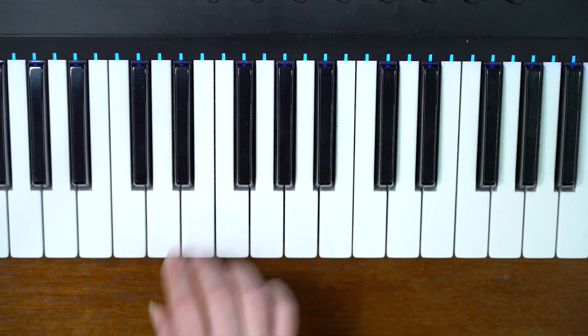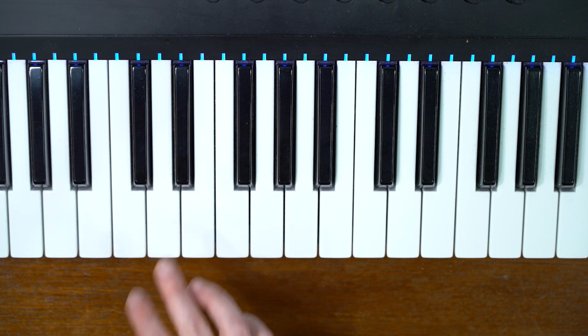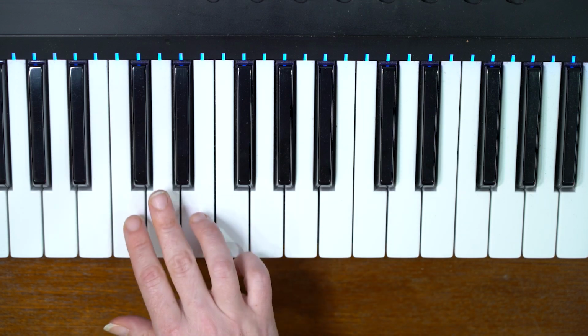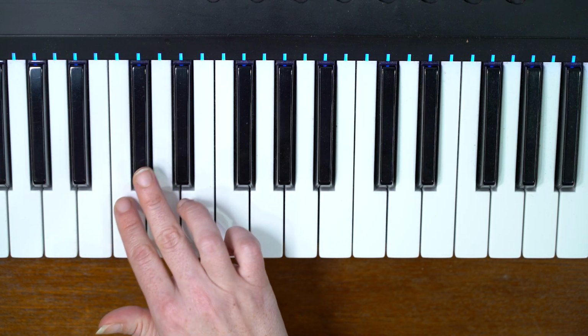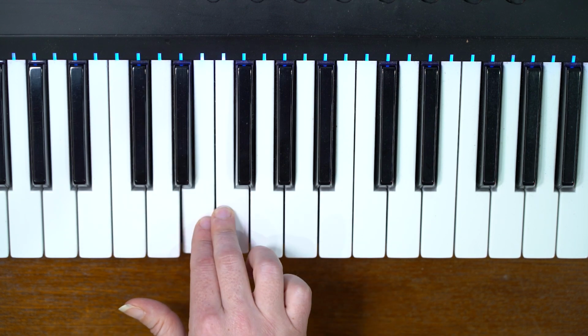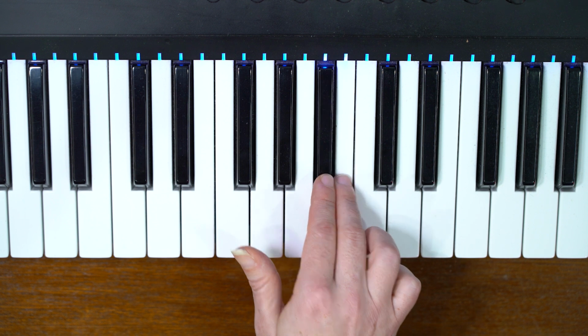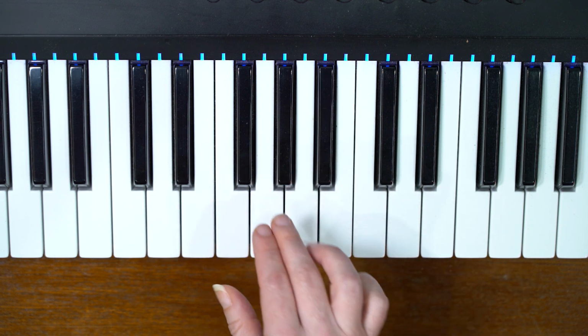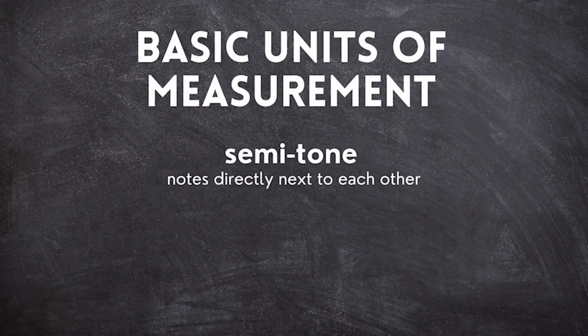Our first basic unit of measurement in Western music is what we call the semitone. So let's look at the keyboard here. The semitone interval, an interval is a fancy word that means the distance between two notes, exists between notes that are directly next to each other. So this is a semitone, this is a semitone, and this is a semitone. Any two notes that are right next to each other are what's called a semitone interval apart. So that is our first basic unit of measurement.